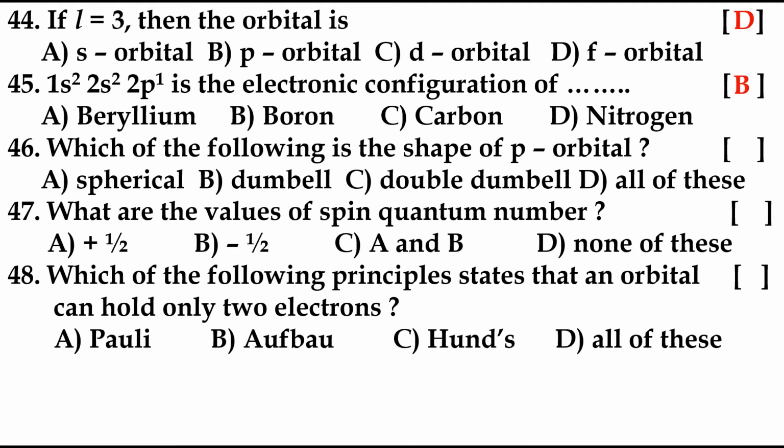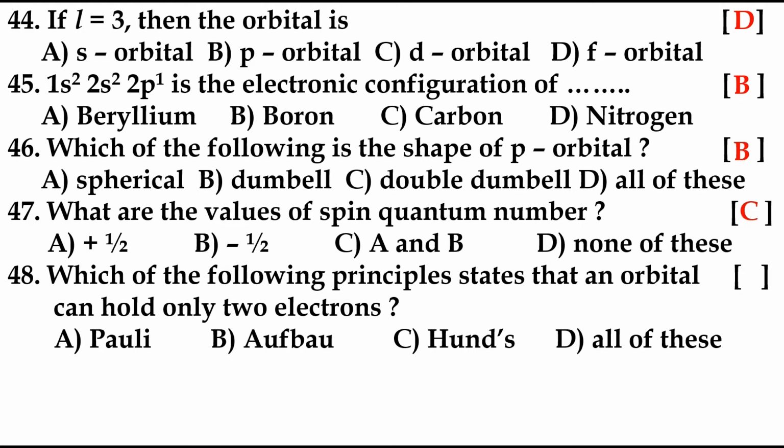Boron. 46. Which of the following is the shape of p orbital? A. Spherical, B. Dumbbell, C. Double dumbbell, D. All of these. Answer is option B, dumbbell. 47. What are the values of spin quantum number? A. Plus 1 by 2, B. Minus 1 by 2, C. A and B, D. None of these. Answer is option C, A and B.